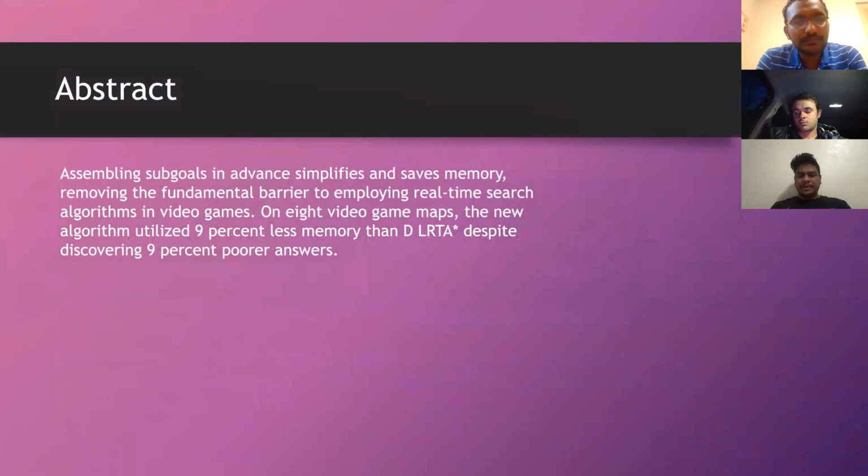Coming to the abstract. As a solution to the primary problem of implementing state-of-the-art real-time search algorithms in video games, they have created a more straightforward and more memory efficient technique for pre-computing subgoals. Over the course of 8 video game maps, the new technique used roughly 9 times less memory than the standard D LRTA star, while producing answers that were just 9% worse than the previous method. Can we go to the next slide?